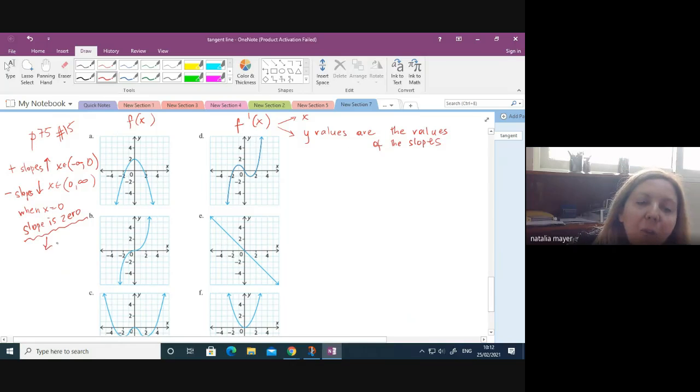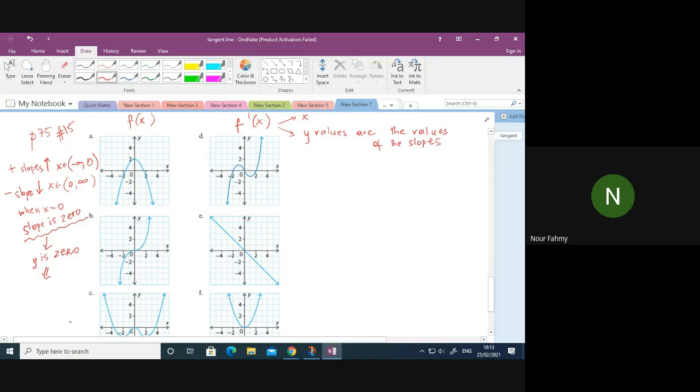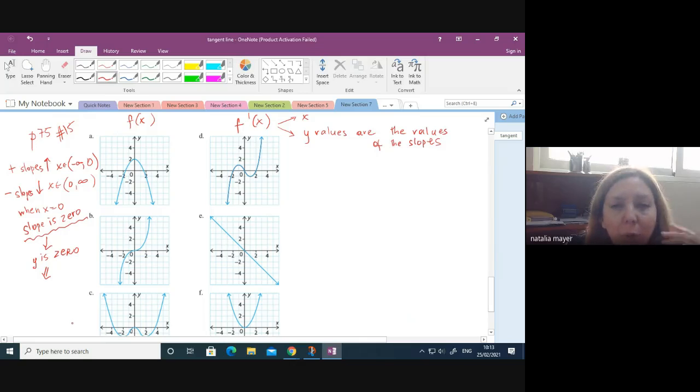Okay, given this idea, if the slope is 0, it's a special point for the derivative function. What's the name of it? Which means that the y value is 0. What's the name of this point when the y value is 0, for any function? We're talking about function. Function is a general concept. X-intercept. X-intercepts. Great.